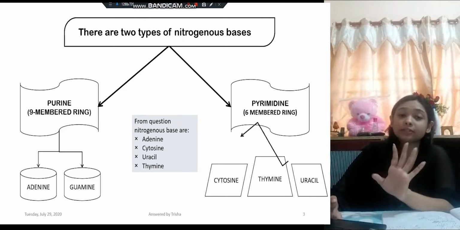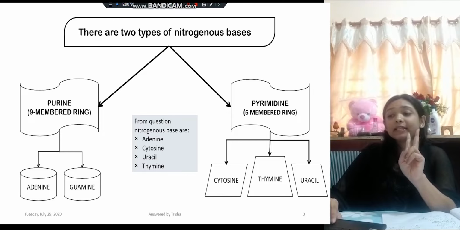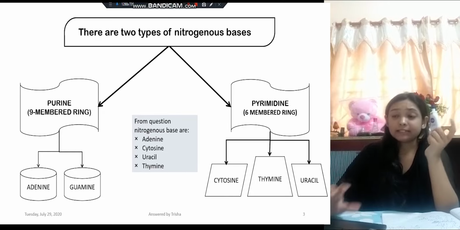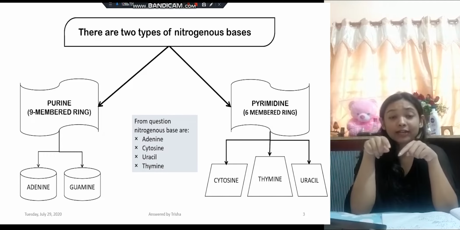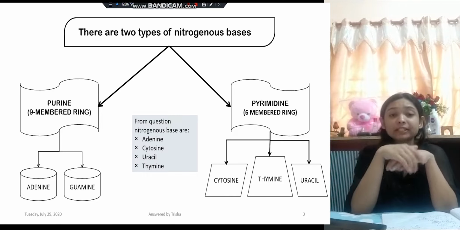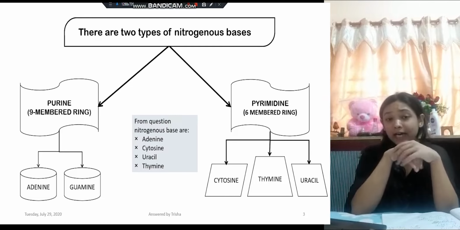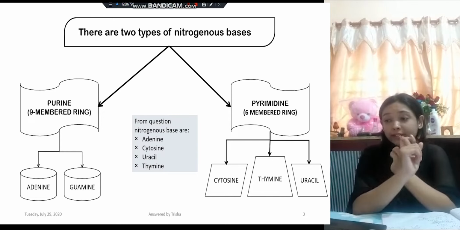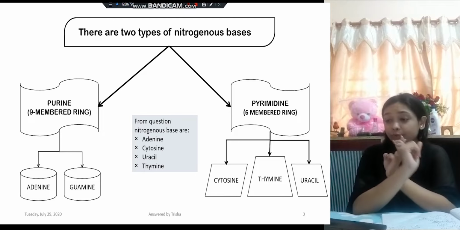What are nitrogenous bases? The bases which have nitrogen present in them. There are basically two types of nitrogenous bases, the purines and the pyrimidines. Purine is a 9-membered ring. It means there are 2 ring structures and in total 9 members. Similarly, pyrimidine is a 6-membered ring. It has just 1 ring structure and has 6 atoms in it. There are 2 types of purines, adenine and guanine, and 3 types of pyrimidines: cytosine, thymine and uracil.